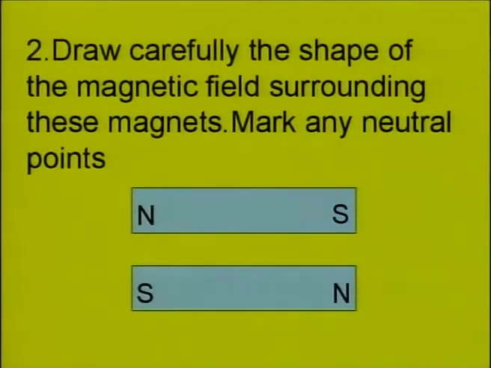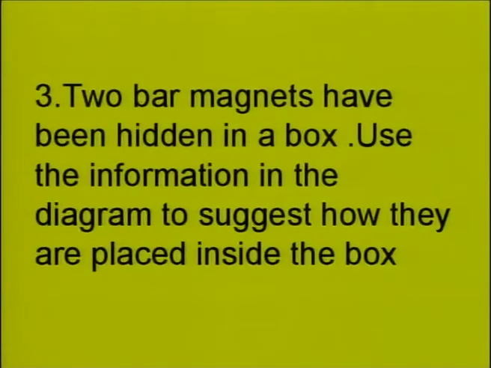The very last question. Just a statement here. Two bar magnets have been placed inside a box. Use the information in the diagram to suggest how they are placed inside the box. That information will be given in the next slide. So this is just information. This information will help you.